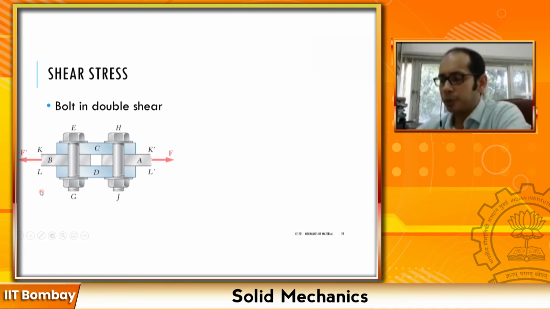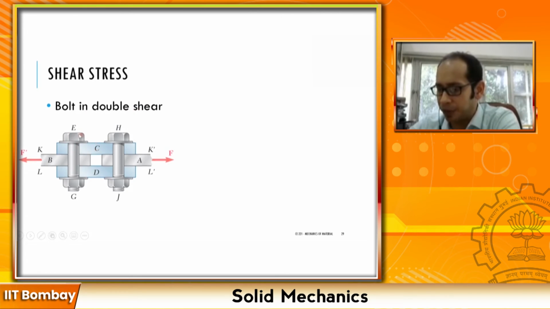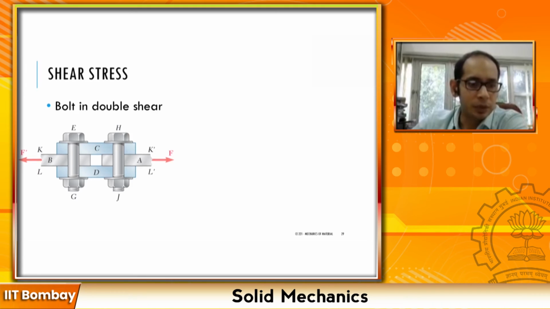Next, what I'm going to present to you are bolts which are in double shear. Again, you have a system of bolts and plates. You have one bolt EG and another bolt HJ, where there is a plate C, a plate A, plate B, and a plate D. What you're essentially doing is pulling it with two equal and opposite forces. So the whole system is in equilibrium. If you look a little deeper into this, remember that if your whole system is in equilibrium, the parts must also be in equilibrium.